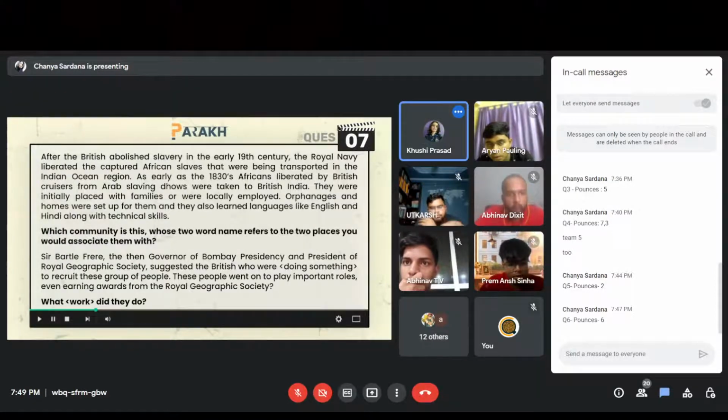Moving on, Sir Bartle, the then governor of Bombay Presidency and president of Royal Geographic Society, suggested the British recruit these people for something. These people went on to play important roles, even earning awards from the Royal Geographic Society. What work did they do? So direct for team 4 and the pound windows are now open.